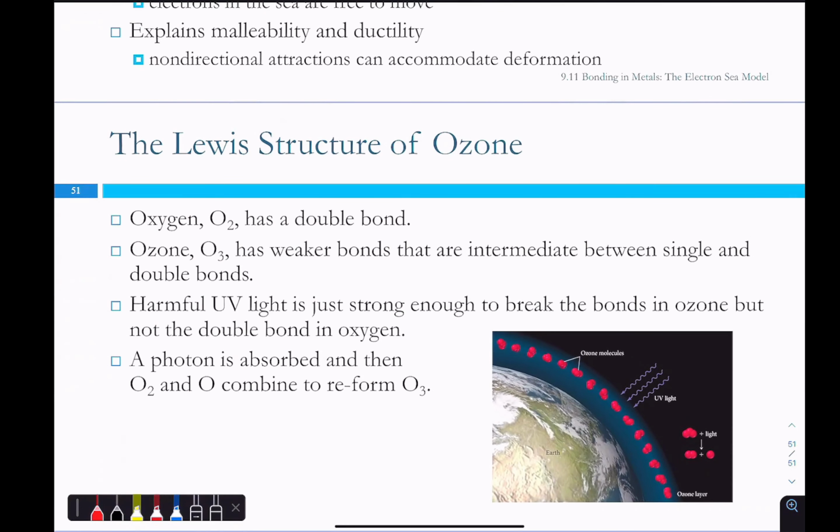Oh, the Lewis structure of ozone. I guess the Lewis structure explains this: in ozone, oxygen has a double bond and a single bond, and it actually has a resonance structure. So both of these bonds are actually somewhere between a single bond and a double bond. They're weaker bonds, and they absorb UV light. So ozone in the upper atmosphere absorbs UV light, and then it breaks that bond. And you get oxygen with single bonds, and then the ozone reforms.